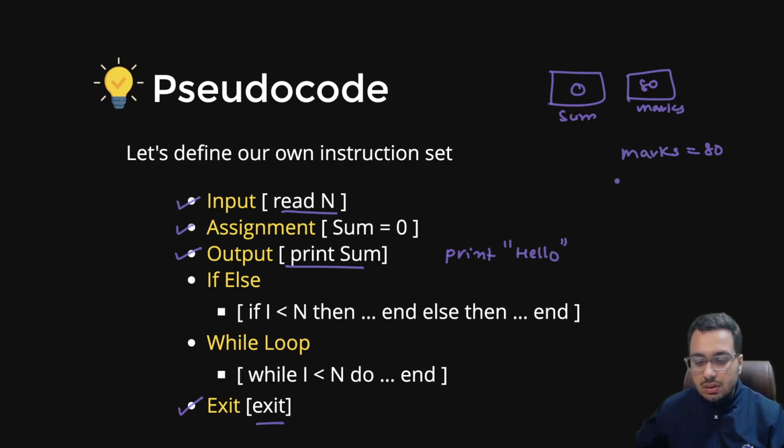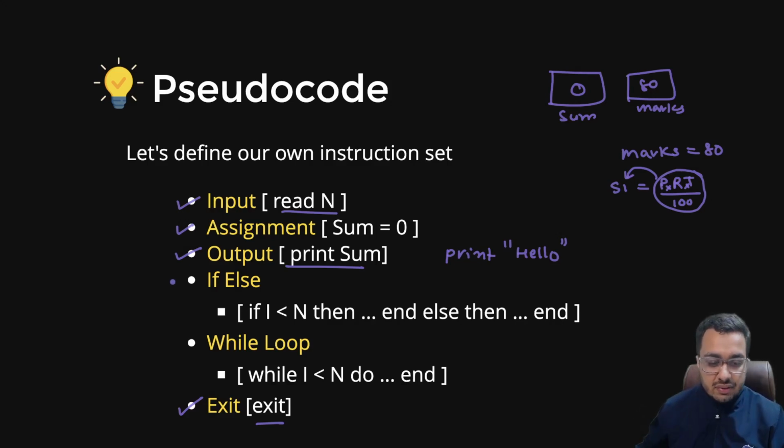Assignment can also take the form of simple interest equals p into r into t upon 100. So this is also assignment. You have multiply here. So what you're doing is evaluating an expression and putting the value of this expression inside a bucket called simple interest. So this is also an example of assignment.